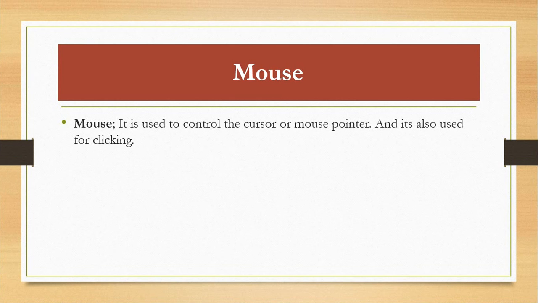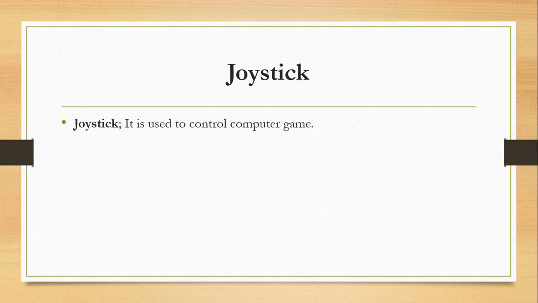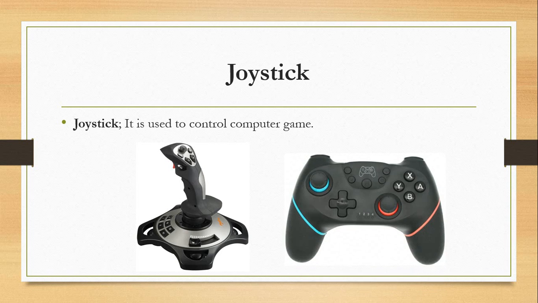Now we have the mouse. It is used to control the cursor or mouse pointer, and it's also used for clicking. This is your mouse. We have the joystick. The joystick is used to control computer games. We use the joystick to play games, and we call it a gamepad.